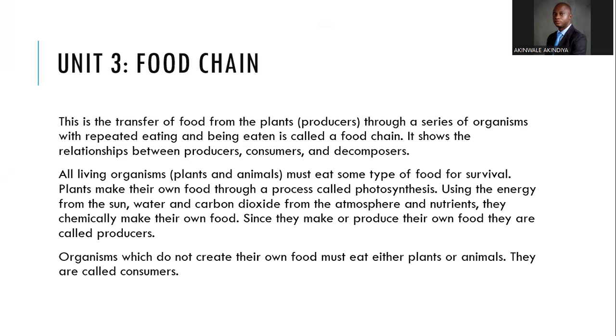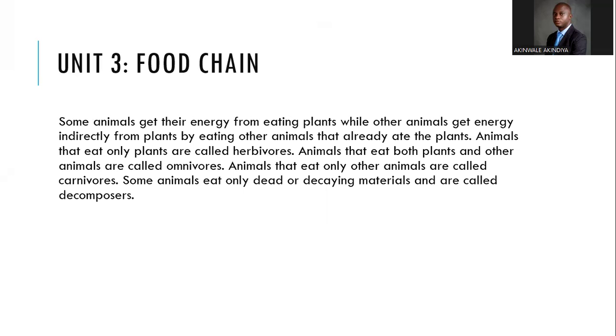So all living organisms must eat some type of food for survival. Plants make their own food through a process called photosynthesis. All right, we know that from biology. So using the energy from the sun, water, and carbon dioxide from the atmosphere and nutrients, they chemically make their own food. Since they make or produce their own food, they are called producers. So plants are producers. Organisms which do not create their own food must eat either plants or animals, so they are called consumers. Like human beings, for example. Some animals get their energy from eating plants, while other animals get energy indirectly from plants by eating other animals that already eat the plants.